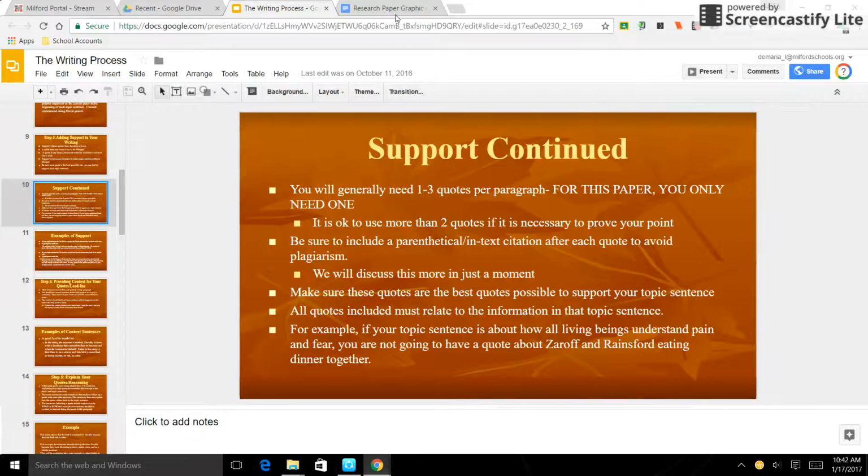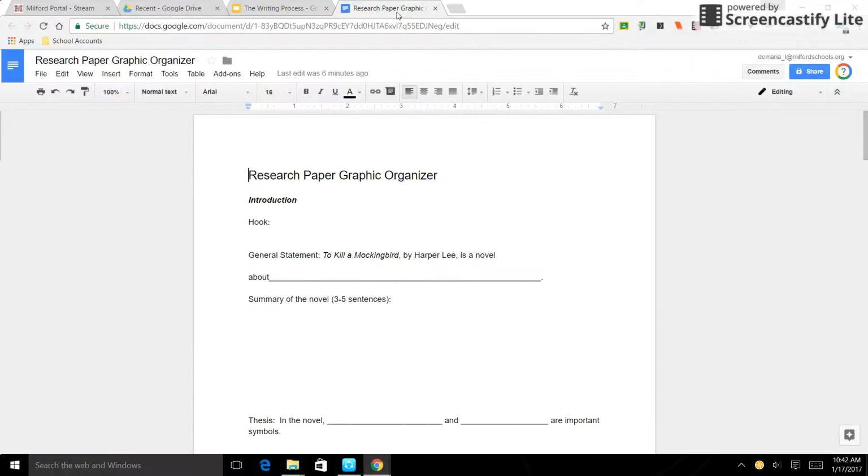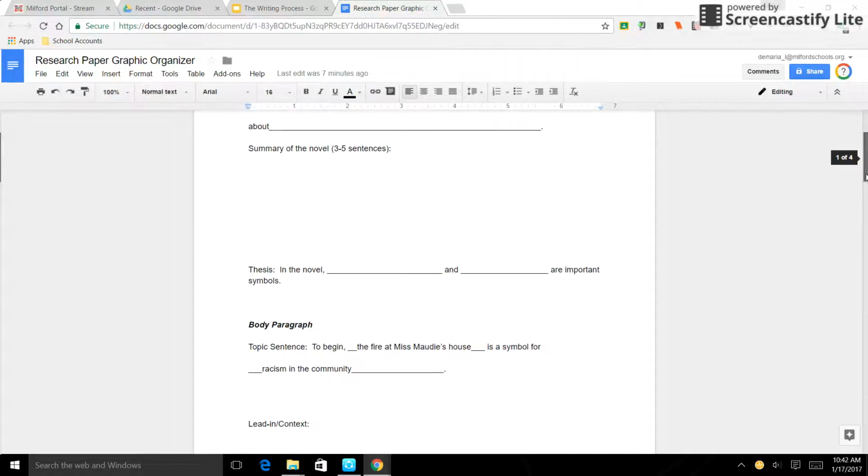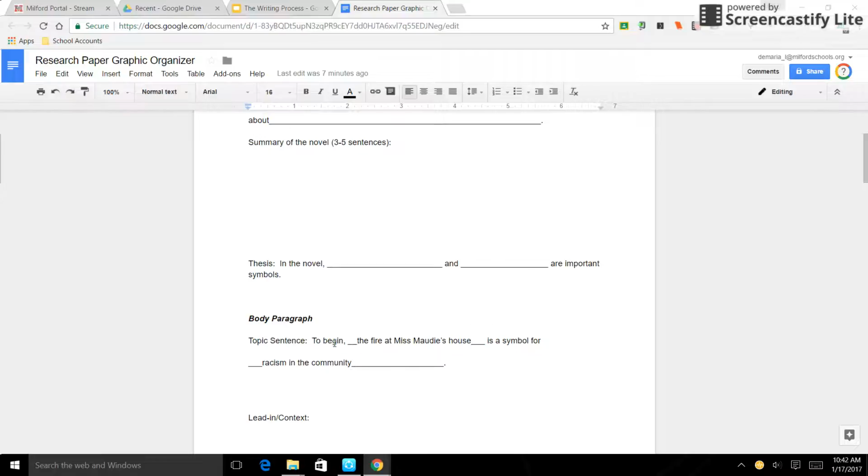Let me show you a sample, okay? So you're writing in your paper about the use of symbolism in the novel. So yesterday you will have filled in your thesis and topic sentences. I'm going to show you a sample topic sentence right here. It says, "To begin, the fire at Miss Maudie's house is a symbol for racism in the community." So all of our quotes have to be about that fire at Miss Maudie's house.